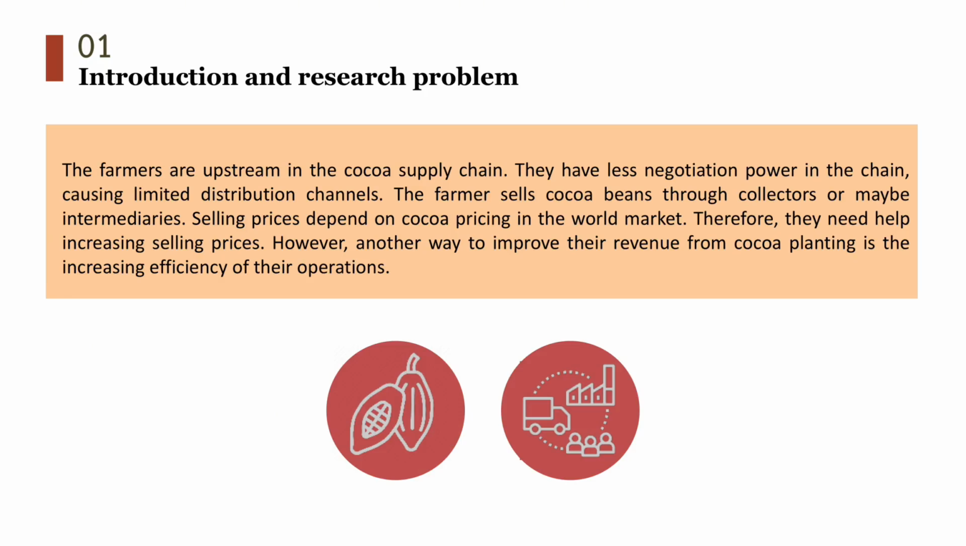The farmers are upstream in the cocoa supply chain. They have less negotiation power in the chain, causing limited distribution channels. The farmer sells cocoa beans to collectors or maybe intermediaries. The selling price depends on cocoa pricing in the world market. Therefore, they need help increasing the selling price. However, another way to improve their revenue from cocoa planting is increasing the efficiency of their operations.